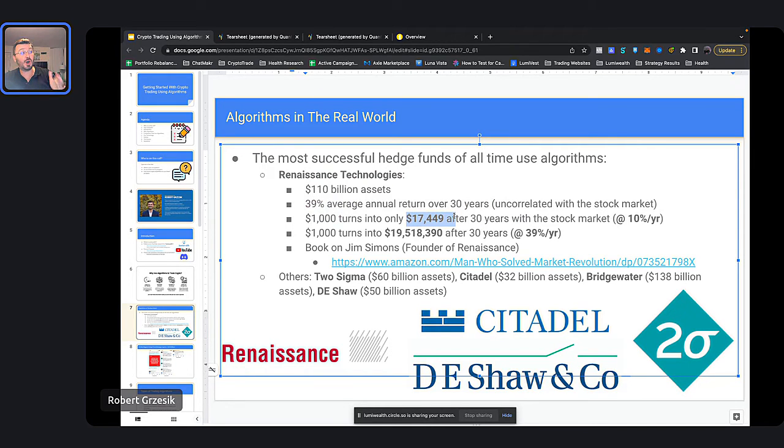No, you're going to have a lot more than that, because you're making 4 times more every single year, and that compounds over time. Whereas if you put $1,000 into the stock market and waited 30 years, you'd end up with around $17,000, give or take, right? If you took $1,000 and invested that into Renaissance instead, you would end up with $19.5 million, more than 1,000 times more money, because you're able to get that 39% instead of 10%.